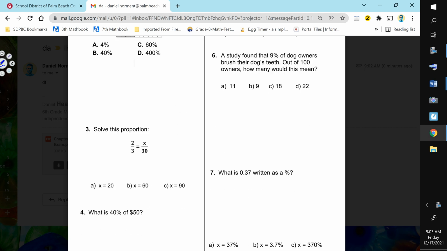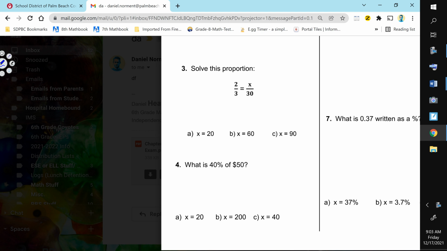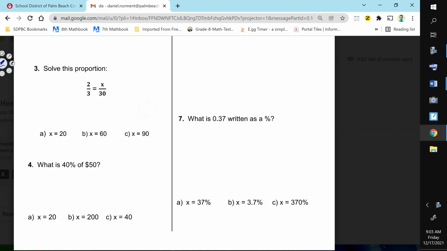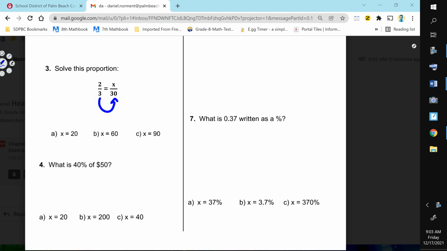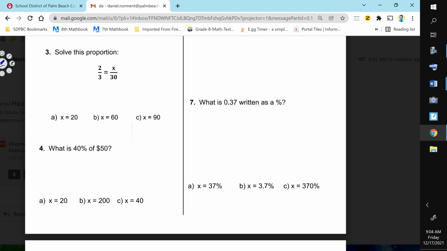For number three, solve this proportion. One of the ways that you can do it is you can determine 3 times what is 30, and then multiply 2 times that same number. So whatever number this is, multiply 2 times the same thing, and that's going to give you x. The other way is take 2 times 30, cross multiply, 3 times x, and then divide both sides by 3, and that can also give you your answer. Either way will work.